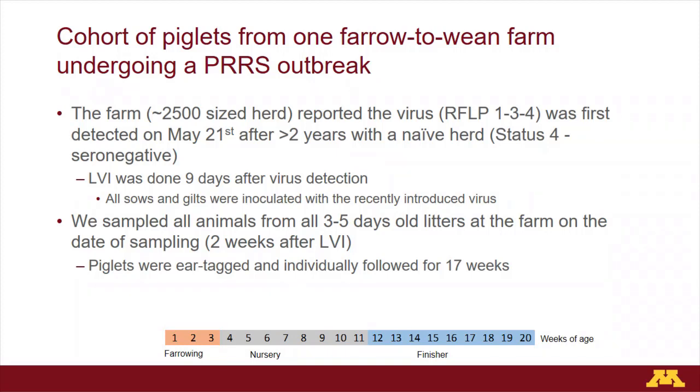And we went to that farm 2 weeks after LVI was performed, and we sampled all of the animals from all 3 to 5 day old litters at that farm at that point in time. And we ear-tagged the piglets so we could follow them individually for up to 17 weeks. So our sampling was at 3 to 5 days old, before weaning, about 1 month into nursery, before moving them to the finisher, and then about 1 month in the finisher.